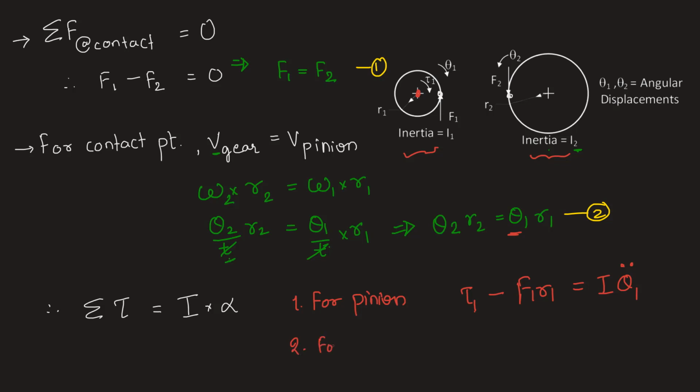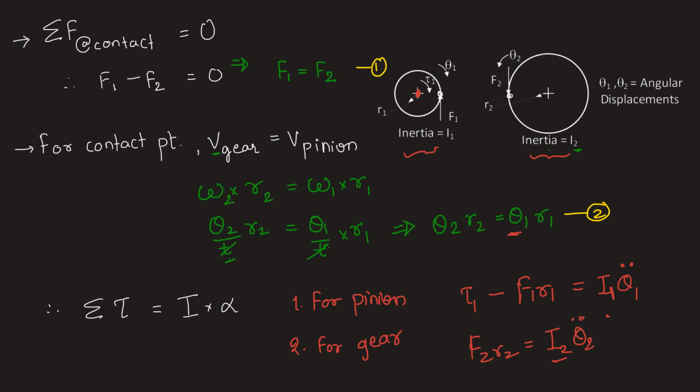Second, for gear, as tau 1 is applied to pinion, there is no external torque in case of gear. But F2 into R2 will be one external torque that is being applied here. So we can write F2 R2 will be equal to I2 theta 2 double dot. Here also for pinion I'll use I1 as the subscript for moment of inertia. So I1 is moment of inertia of pinion and I2 is for gear.